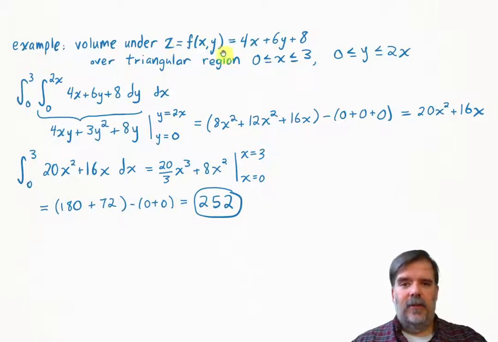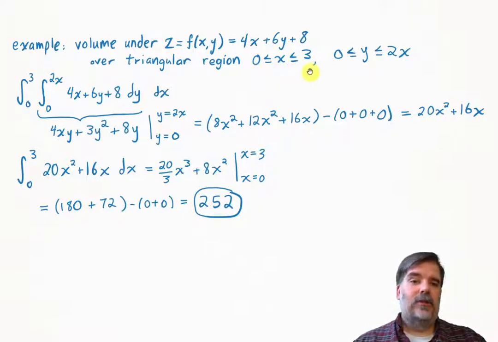Right, here's a sample function. Z equals f of x, y, equal to 4 times x plus 6 times y plus 8. Let's say we want the volume under this region, but lying above the triangular region in the xy plane, defined by those equations we saw on the previous slide.